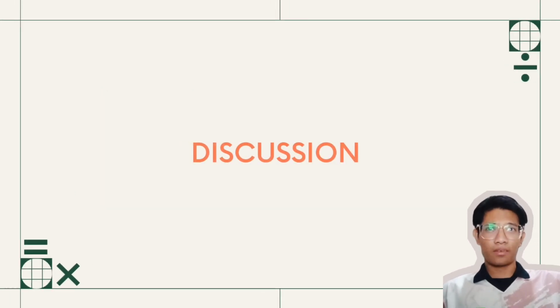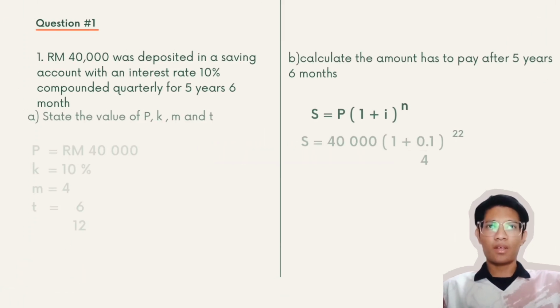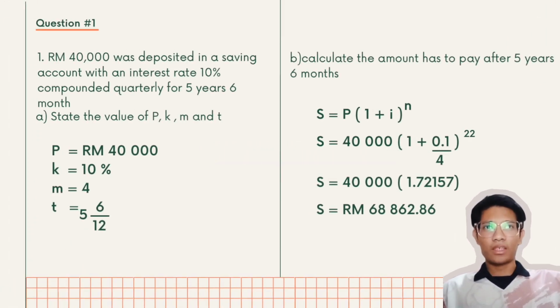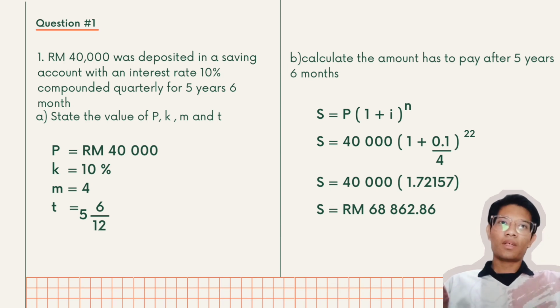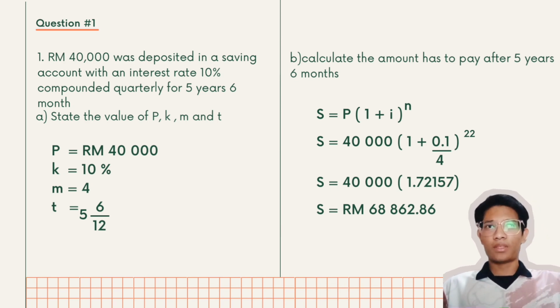So now, let's discuss the questions that are given from this topic. For question A, we need to state the value of P, K, M, and T. We can identify them from the question that is given. So P is the original principal, which is 40,000 ringgit. K is 10%. In this question, it says that it is compounded quarterly, so M is 4. T is 5 and 6 over 12 years.